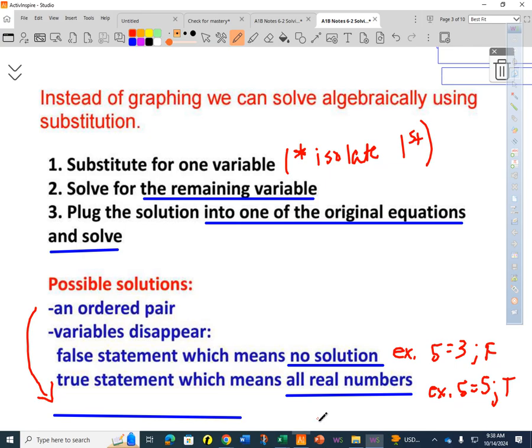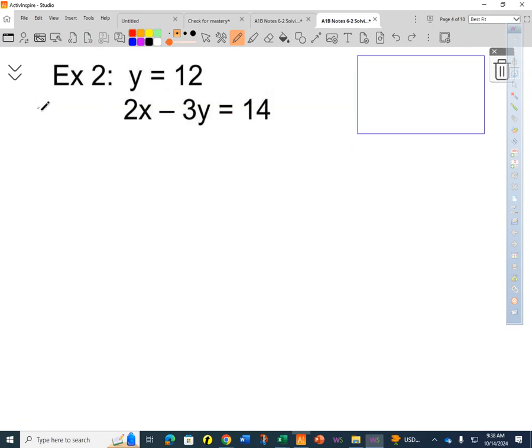Y'all caught up with me? Okay, so this one was very similar to our first example. The first equation is y equals 12. That literally means that y is going to be 12 in both of these equations. So that being the case, this is a simpler version of using substitution to solve.